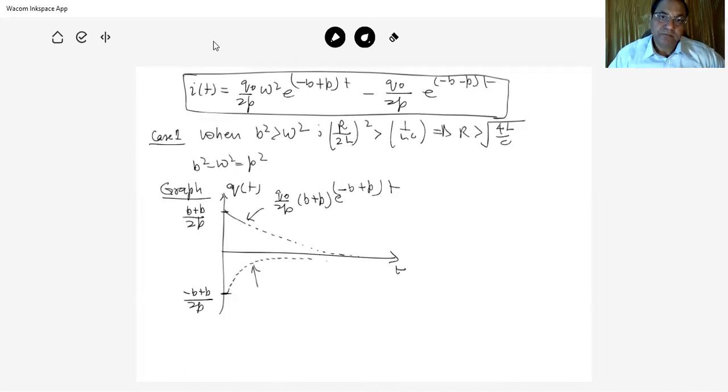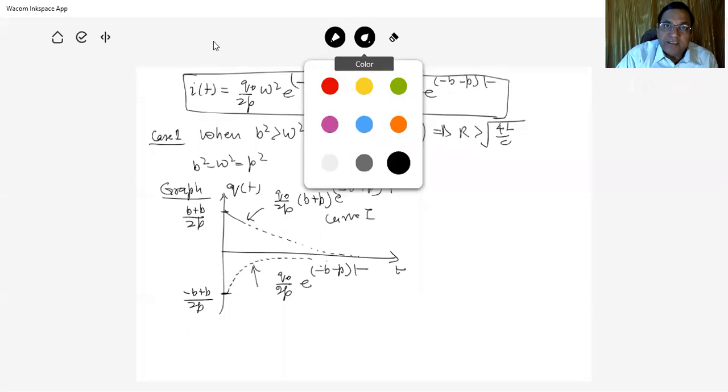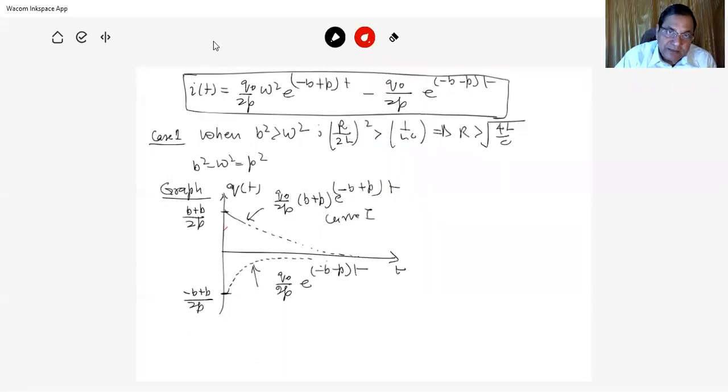Second term. So it is curve 1, and here it is Q0 by 2P e raised to the power minus (B minus P) of T. So the resultant curve of both will be this, this is the resultant curve. That is Q0. By adding curves 1 and 2, it increases on the negative side, so initially it will increase, then it will decrease. So this is the graph for charging.